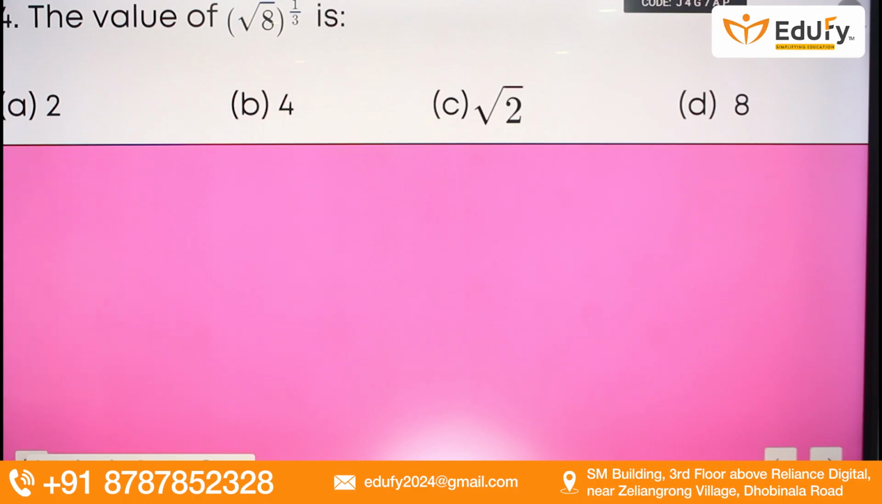With the surds formula that we learned earlier, we will try to solve this. Now here, the same thing that we just did before, the value of root over 8 to the power 1 by 3.